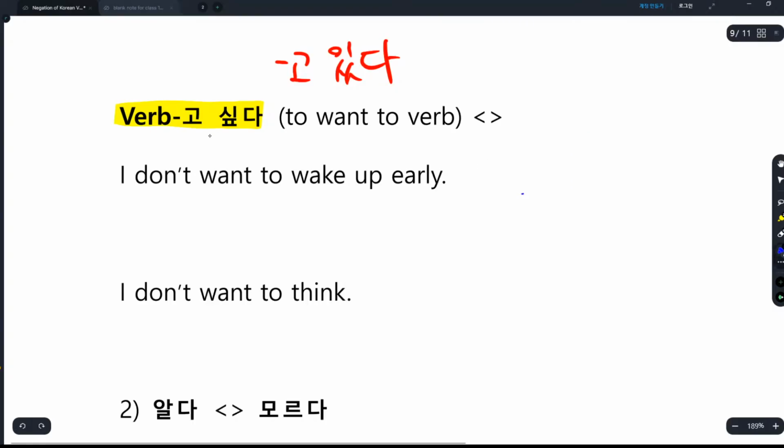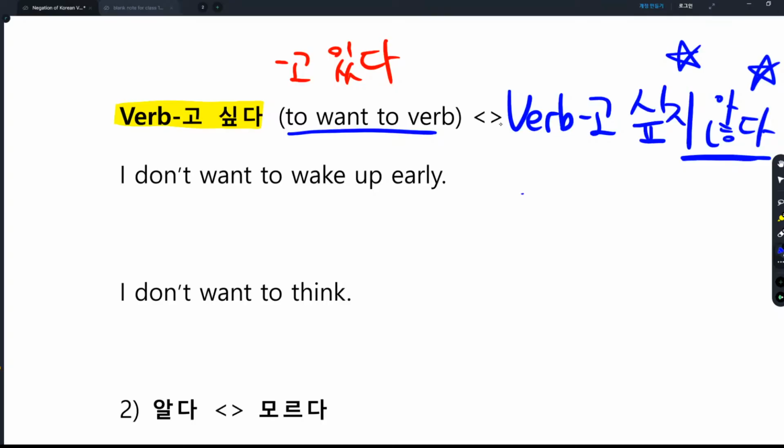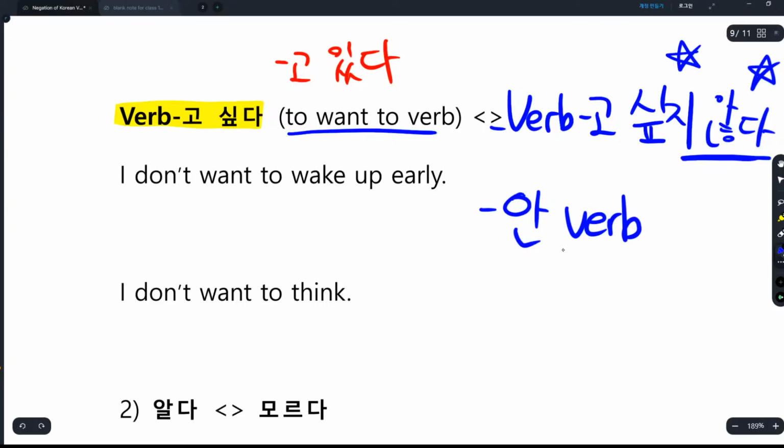So 고 싶다 means to want to verb. And if you want to say to not want to verb, how should you do it? The easiest, simplest way would be using that consistent 지 않다, right? 지 않다. And the next one would also be 안. Actually, it works the same way as 고 있다. You just put 안 in the stem part instead of negating the last verb.